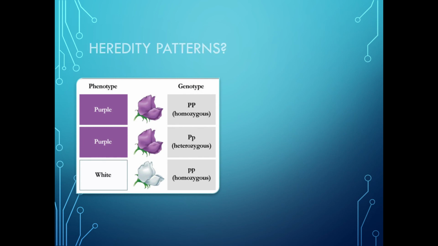All right, so today we're going to be analyzing heredity patterns. And for that, we have to analyze two very important words, which are phenotype and genotype. So, before we analyze these two words, we have to answer this question. How can probability relate to heredity patterns?